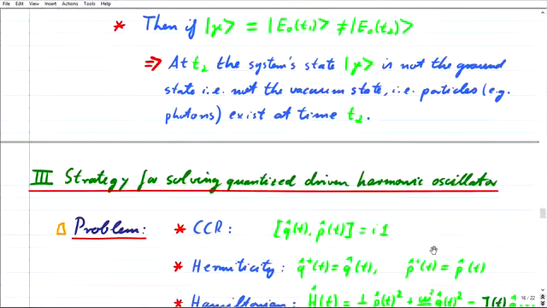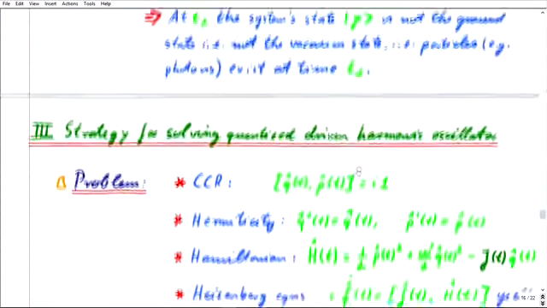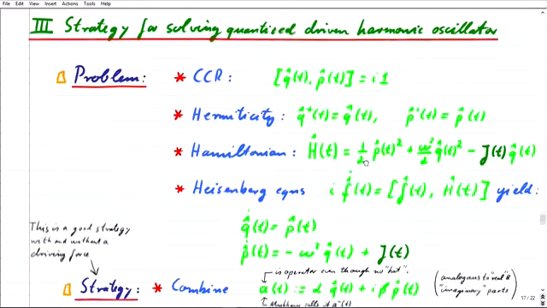So that means this is how it looks when particles are being created. A state that used to be the ground state is no longer the ground state. Even though it's the same Hilbert space vector, it's no longer the ground state, because the Hamiltonian changed.